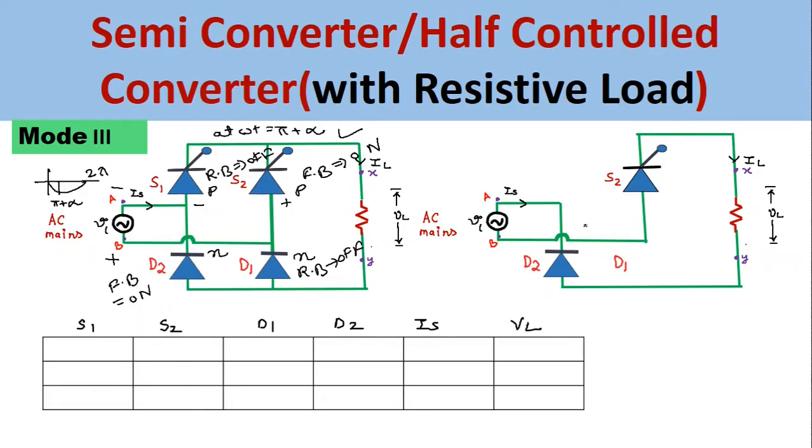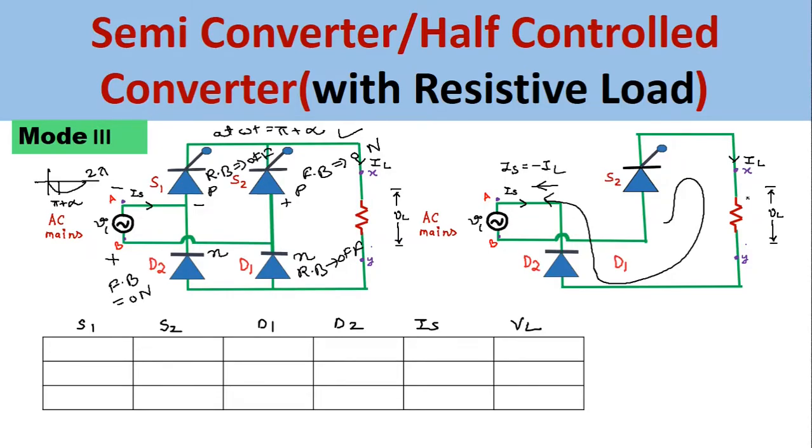Now the circuit will look like this after eliminating the S1 SCR and D1 diode from the circuit. Here we can see that the load current will flow in the clockwise direction like this. So the load current is coming like this and the source current should go like this. That means the source current will be equal to minus the load current in this mode number 3.